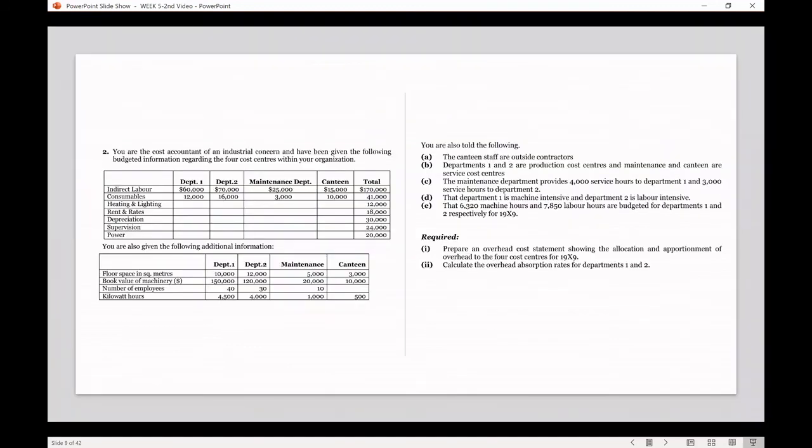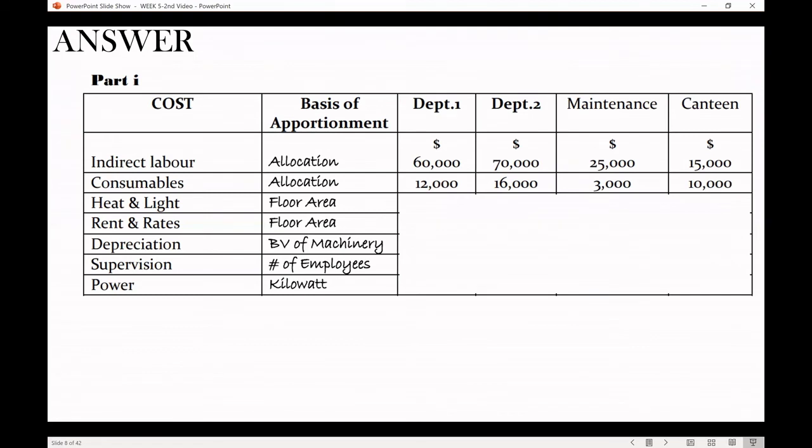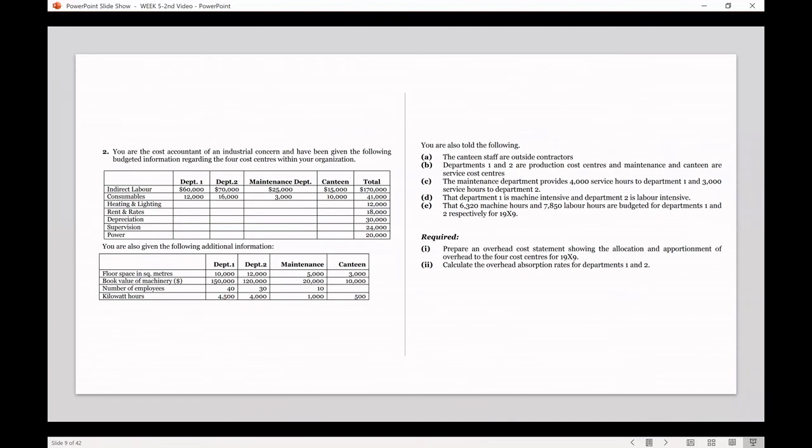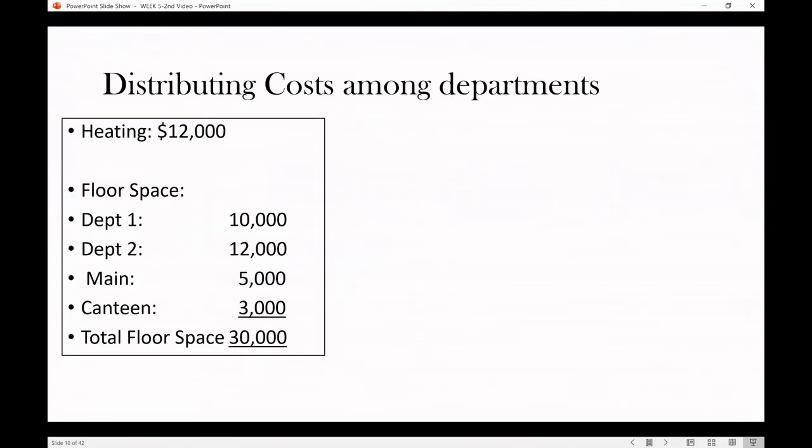So we have heat and lighting, and we have $12,000 to share amongst the four departments. What's the basis for heat and lighting? Floor area. So we have floor area: department 1 using 10,000, department 2, 12,000, maintenance 5,000, and the canteen has 3,000 floor space in square meters, right? So that's a total of 30,000 square meters, and we're trying to divide $12,000. So how are we going to go about doing this?